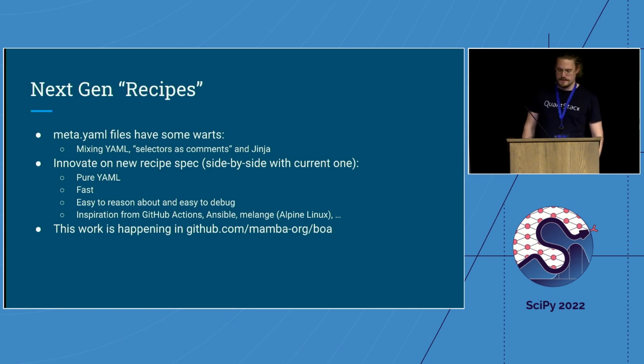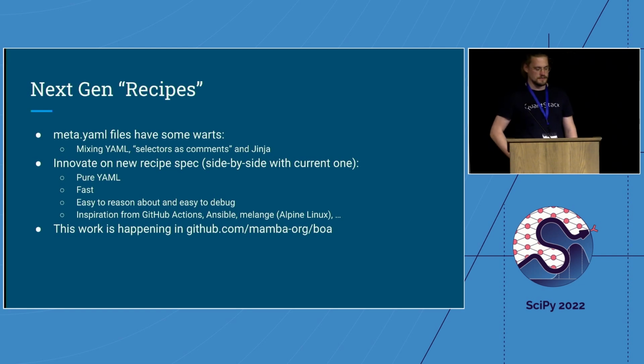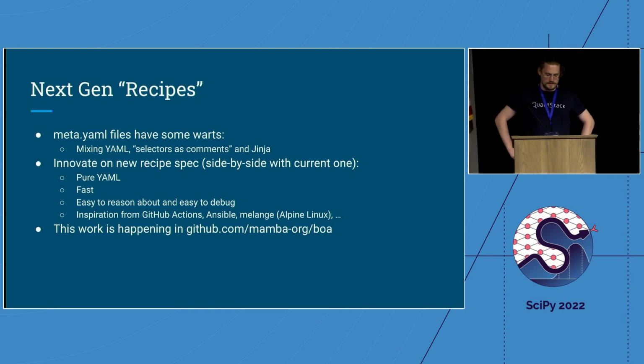And one other thing that I'm quite excited about that we've been working on in the past quite a bit, but it's still not ready, is the next generation of recipes. If you've written any recipes, you might have used the meta.yaml files, and they do have a couple of quirks. It's very hard to parse them with a computer because it's mixing YAML, it's mixing Jinja, and also there are comments that can be used as selectors for lines. And that's very hard to parse.